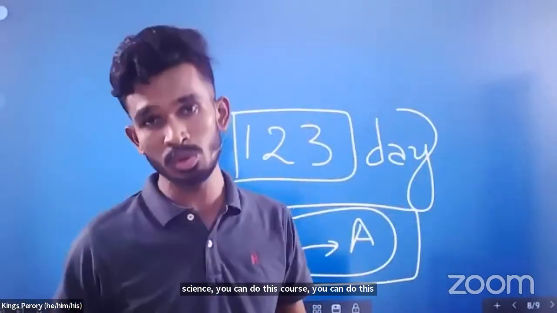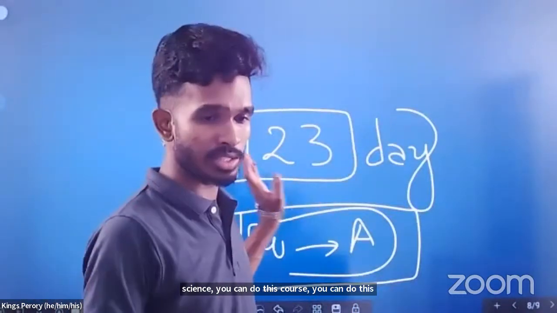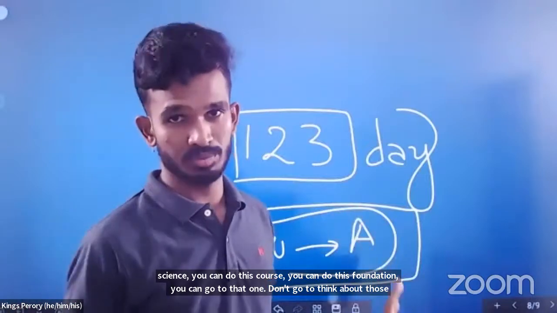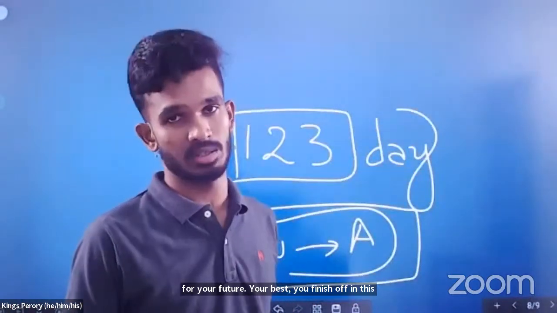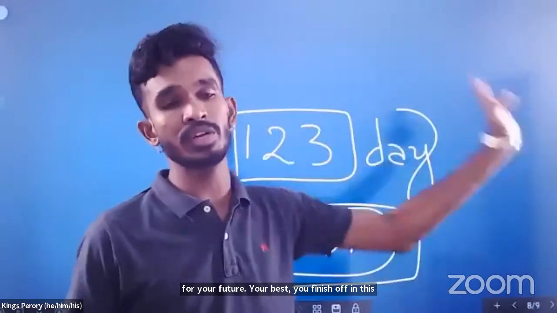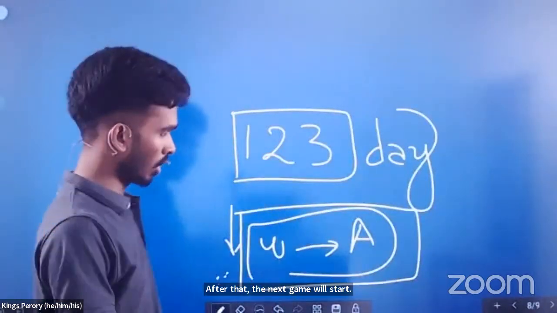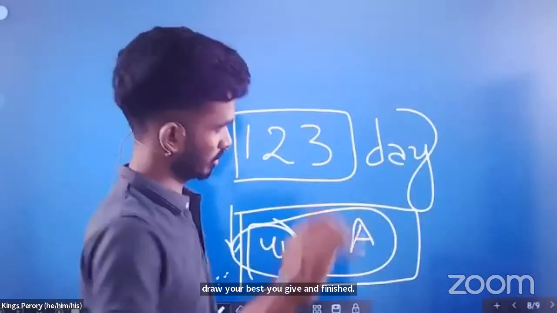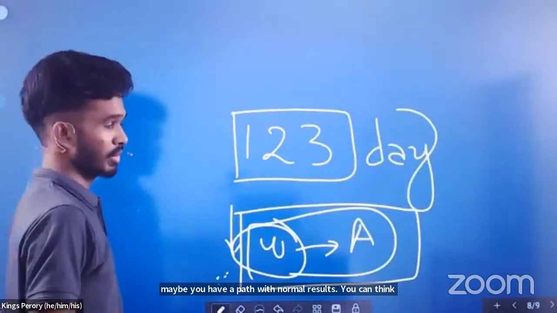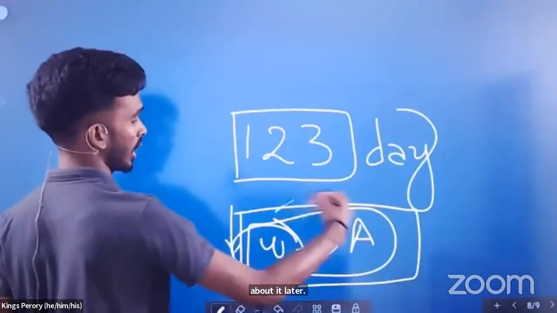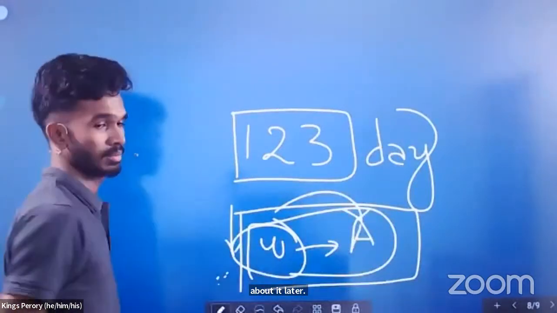And don't think about those things now. Don't rest with the results for your future. Finish off your best in this. After that, the next game will start. Give your best and finish it. Don't rest with normal results. Maybe you have a path with normal results, you can think about it later. Before that, don't rest with normal results. Go for the high potential results always in life.